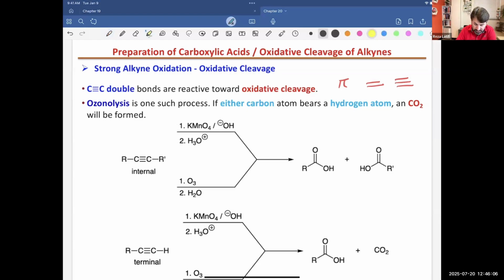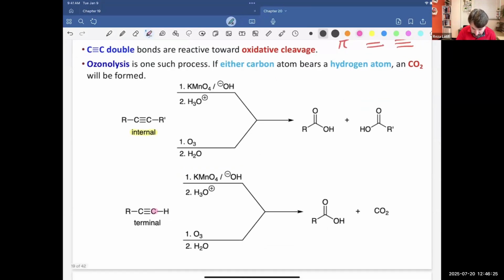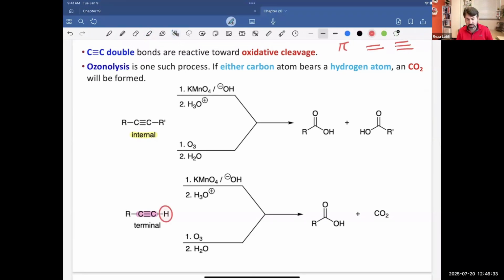Now, the alkyne can be internal. That means we have a triple bond that is attached to two different carbons. So we have two different R groups, or they can even be identical. The triple bond is buried between the two carbons. The next one is where our triple bond is attached to one alkyl or aryl group on one side, and on the other side we do have a hydrogen atom. So that's going to be a terminal alkyne.